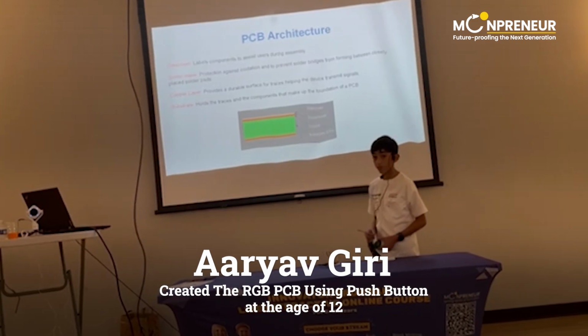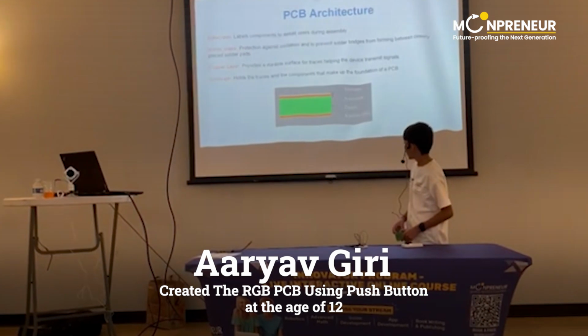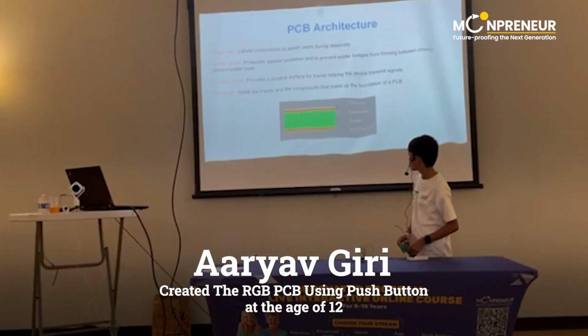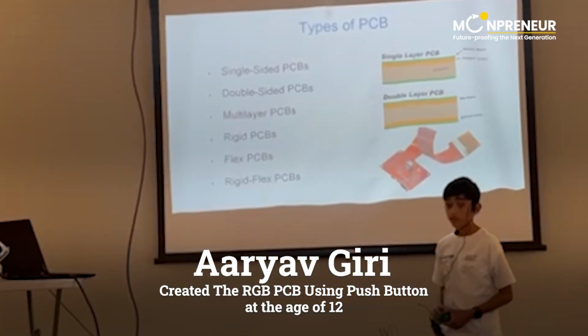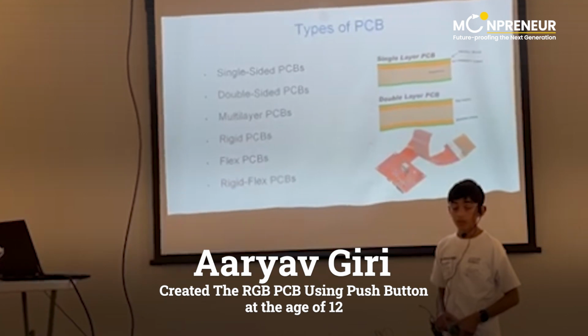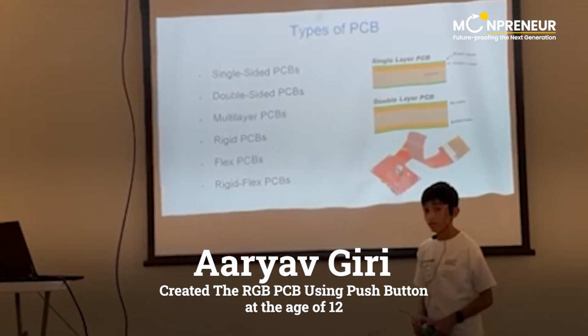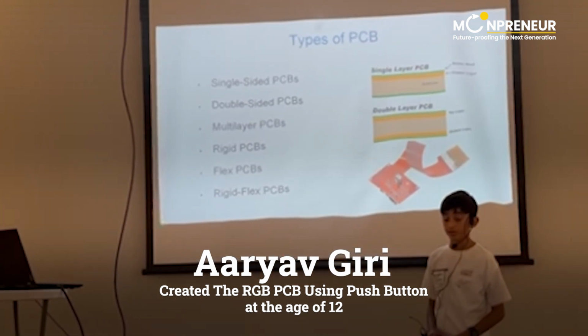The copper layer provides a durable surface for traces, helping the device transmit signals. And then the substrate holds the traces and components that make up the foundation of a PCB. Some types of PCB: we have a single-side PCB, a double-side PCB, a multi-layer PCB, we have rigid PCB, flex PCB, and rigid flex PCB.